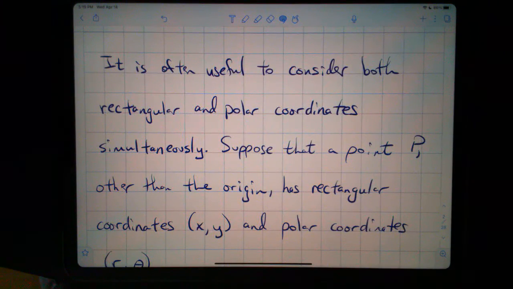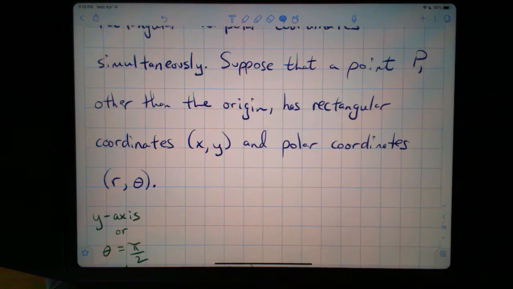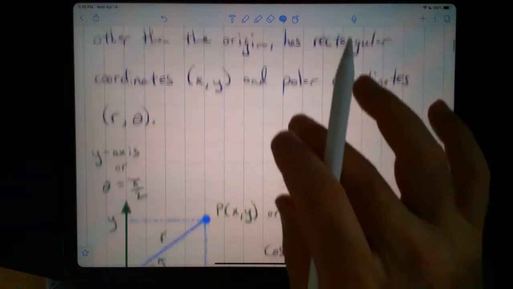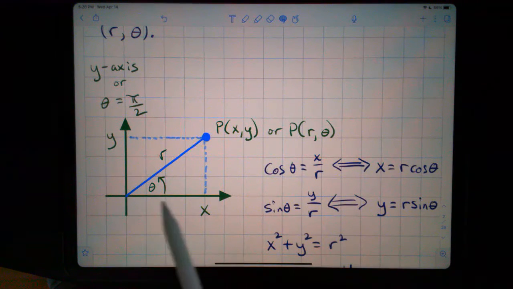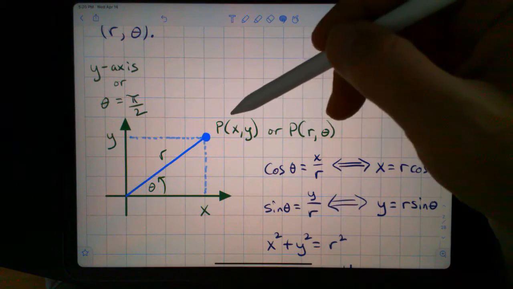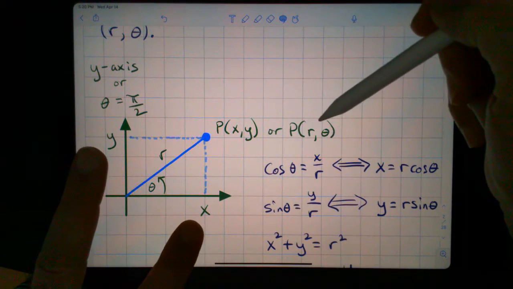Now, it is often useful to consider both rectangular and polar coordinates at the same time. Suppose that a point P, other than the origin, has rectangular coordinates (x, y) and polar coordinates (r, theta). So in this case, here you have your y-axis, or when theta equals pi over 2. Here you have your x-axis. So this point right here is P(x, y), or it's P(r, theta).